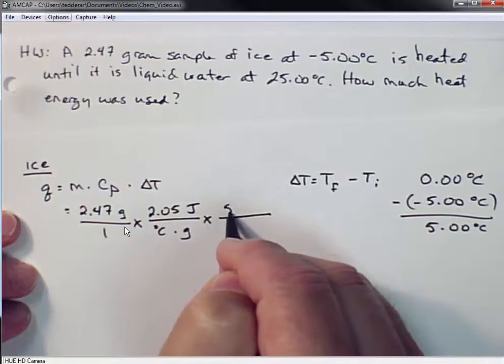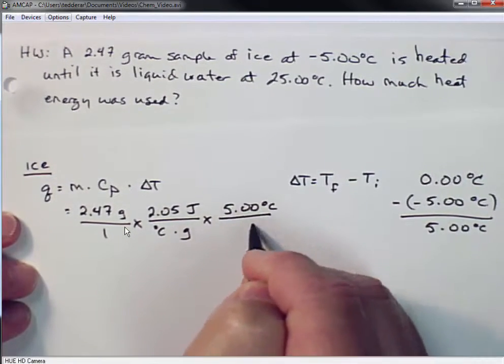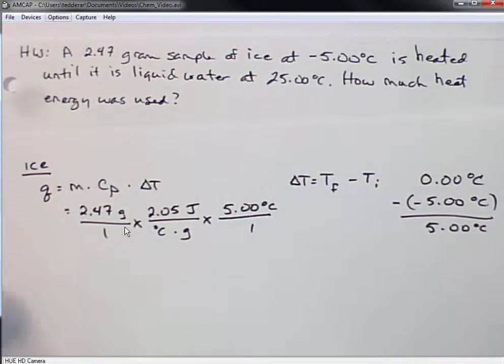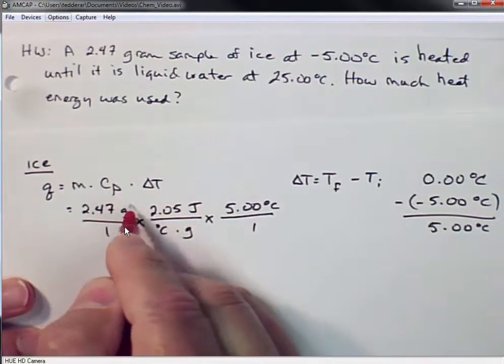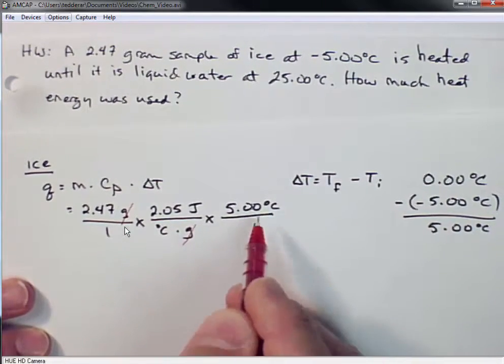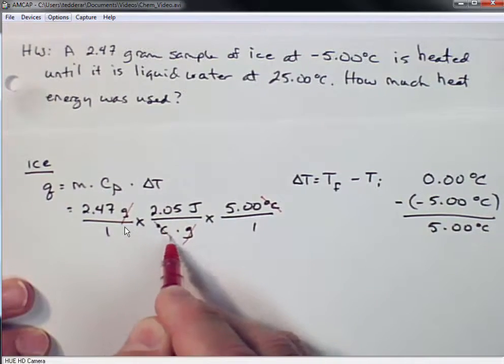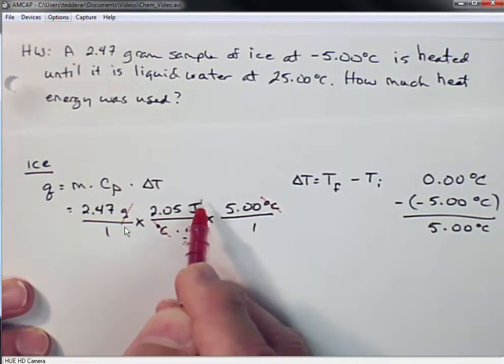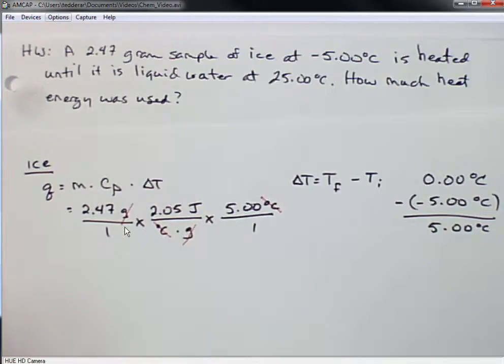And our change in temperature is 5.00 degrees C. All right, so we can cancel out units now. This is the beauty of dimensional analysis. It helps you to see whether you've set up your problem correctly. Because I have grams on the top and grams on the bottom, I can cancel those. I've got degrees C on the top and degrees C on the bottom. I can cancel those. What I have left is joules, and joules is a measure of energy.